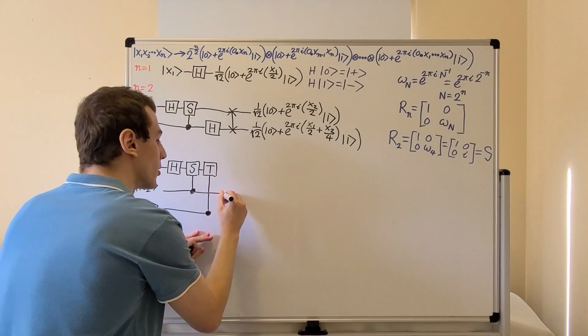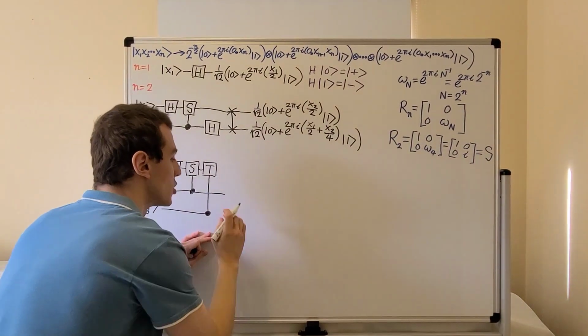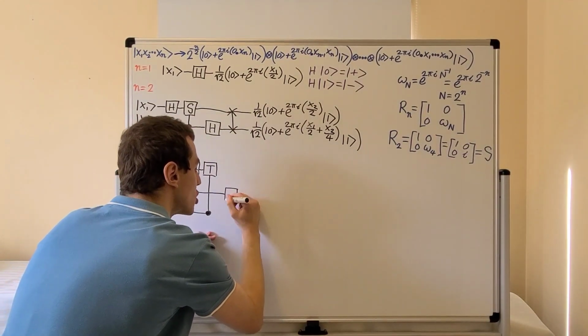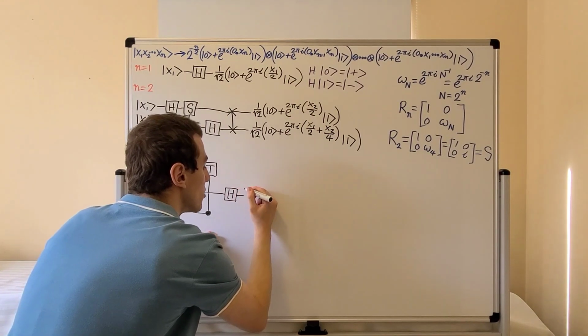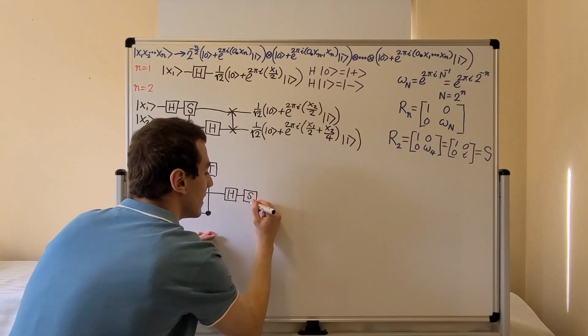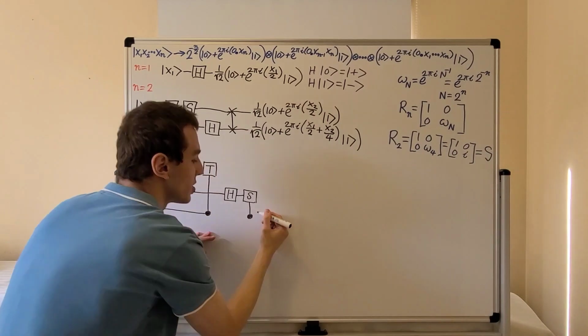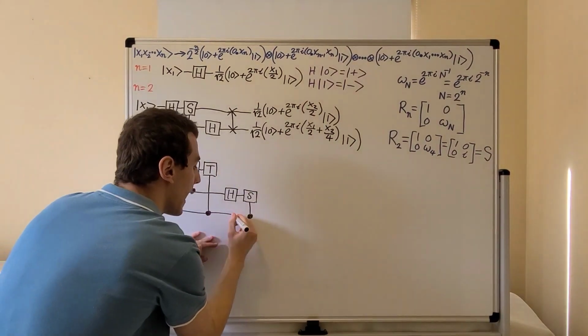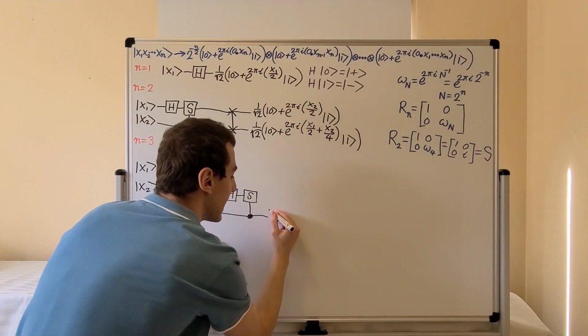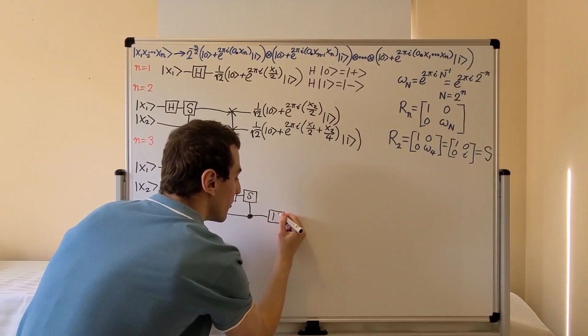Now, let's have a look at what happens to this middle qubit. That's qubit 2. We're going to have H, and then we're going to apply S, and we can drop down a control qubit. So this is the controlled S. And then finally, we're going to apply a Hadamard over here.